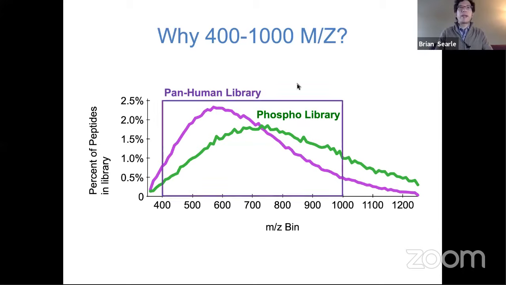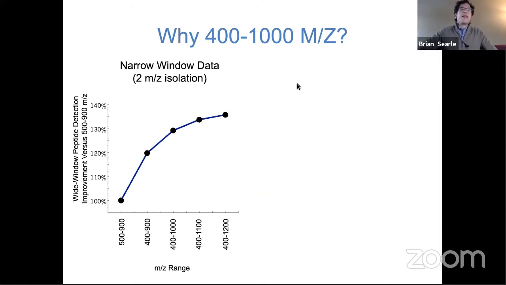So for example, in the pan-human library, we can measure most of the peptides in this 400 to 1,000 range. There are some peptides that we don't see because they're too low or too high, but most of the peptides can be covered in this range. But you might want to make a slightly different choice if you were studying phosphopeptides, for example. In this particular case, you might want to shift the masses up a little bit.